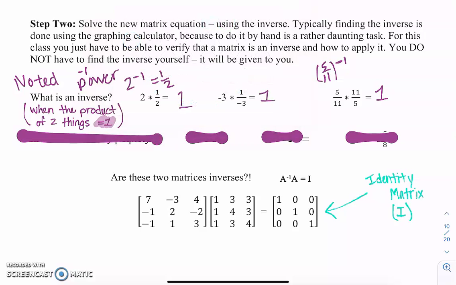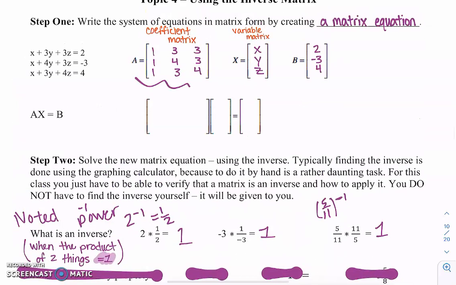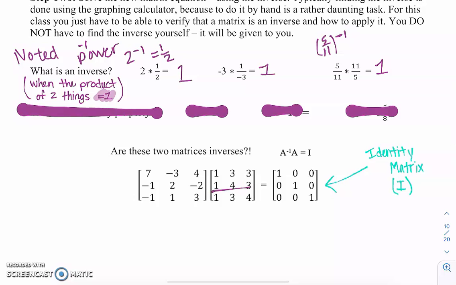So are these two matrices inverses? We're trying to figure out if the coefficient matrix from above, that 1, 3, 3, 1, 4, 3, 1, 3, 4, has this matrix as its inverse. If it is, we get this identity matrix with a 1, 1, 1 diagonally. What that really represents is 1x, 1y, and 1z. So if this is the inverse matrix of the original, it will equal this identity matrix.